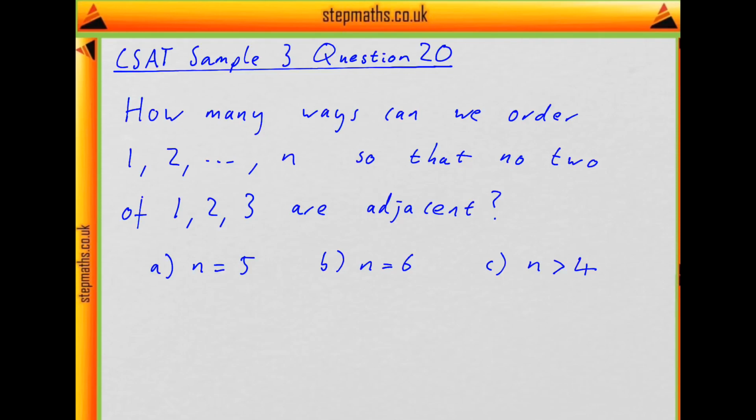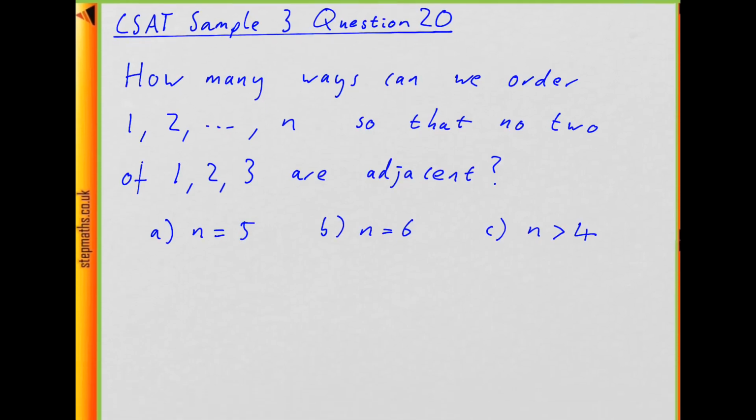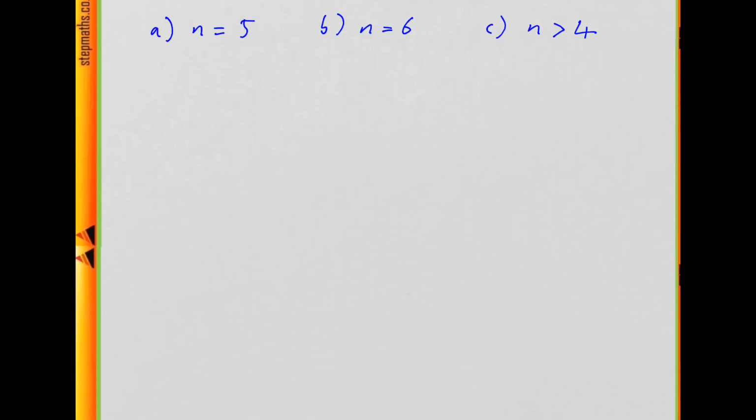Okay, so let's start with n equals 5, as they say. And if we've got the numbers 1 to 5 and we want 1, 2 and 3 not to be next to each other, what can it look like? Well, imagine we put the numbers 1, 2 and 3 down. I'll put them in this order. Then we need them to be separated by some other numbers, and there's only 2 numbers left, which are 4 and 5. So we've got to put 4 and 5 in these spaces in some order.